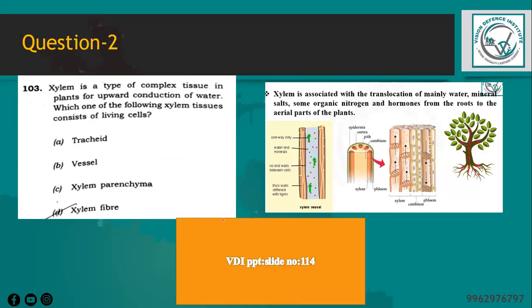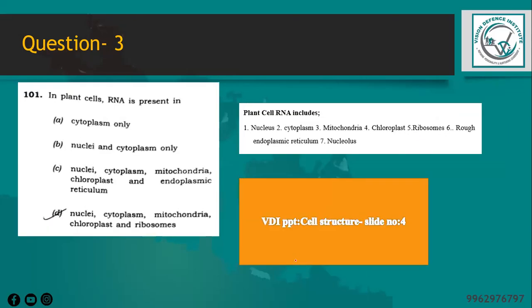And this question: xylem is a type of complex tissue in plants for upward conduction. When we talk about xylem, the water conducting tissue, it is also covered in the Mission Defense Institute PPT, slide number 114. So this has been exactly replicated. Out of 20 questions, the reflections cover almost 65%, right?